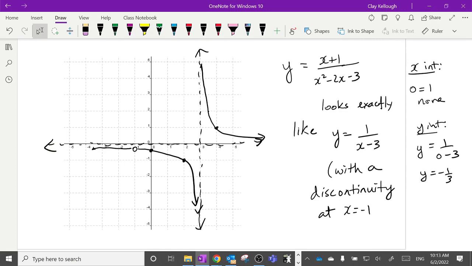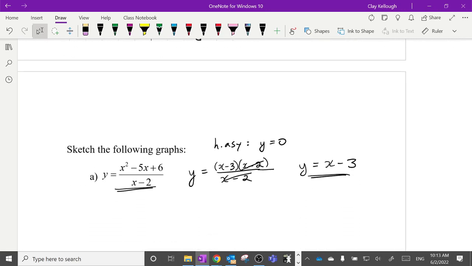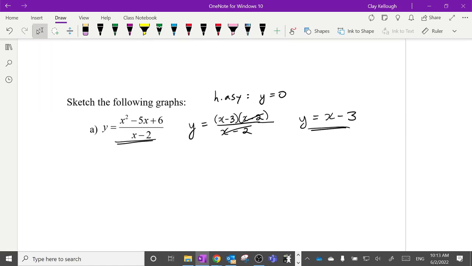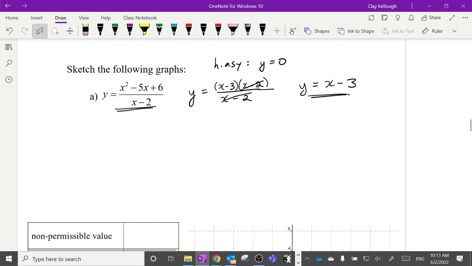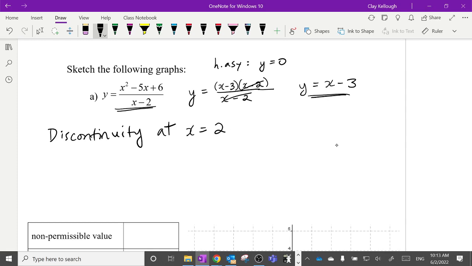Okay, let's finish off the second one now. We already kind of got it started. We know we have a horizontal asymptote of y is 0 again. We know that it's going to behave just like y equals x minus 3, which is a straight line. That's easy to graph. But it does have a hole. It has a discontinuity at x equals 2. So what's the y coordinate of that? If x was 2, I'd have 2 minus 3, which is negative 1. So my discontinuity is the point, so hole at 2, negative 1.